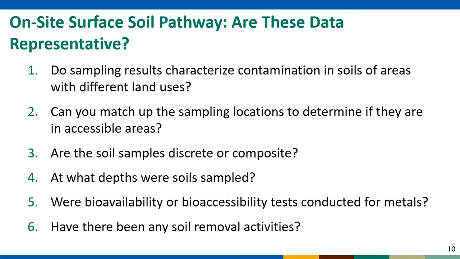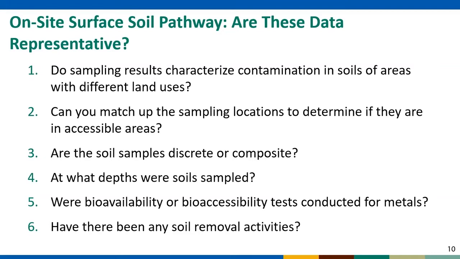Second, can you match up the sampling locations to determine if they are in accessible areas? The answer is yes. You can compare the sample numbers with the areas accessible to workers and trespassers in the past and currently. This information can be obtained by reviewing maps, when you do a site visit, or from other methods such as talking to EPA staff or the community.